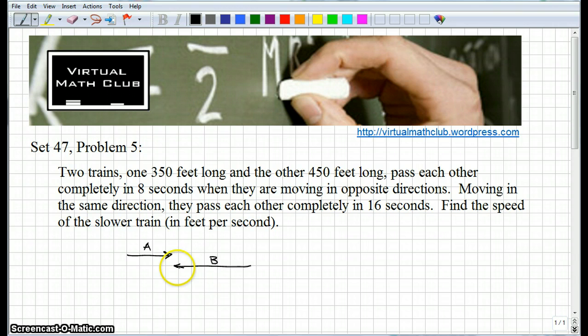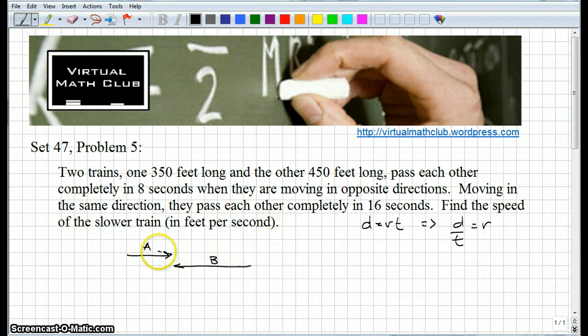And let's figure out how far the trains have to move in order to pass each other completely. We want to find the speed of the slower train, and in order to find that, we just need the distance and the time. We're given times: 8 seconds and 16 seconds. And distance equals rate times time, so if we want the rate, it's just distance divided by time. So if we can figure out the distance that these trains have to move with respect to each other, and we're given the time, then we can find their rates.